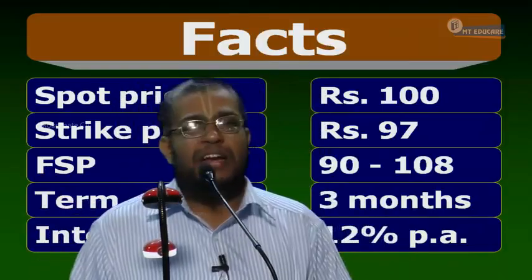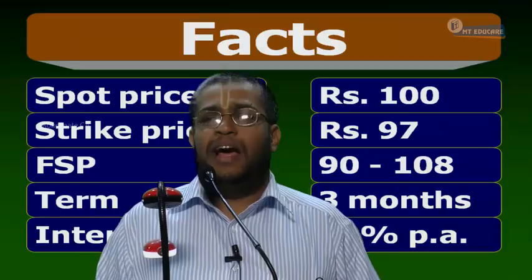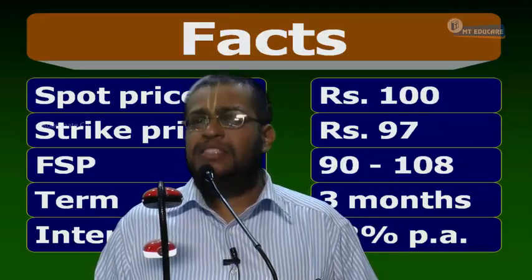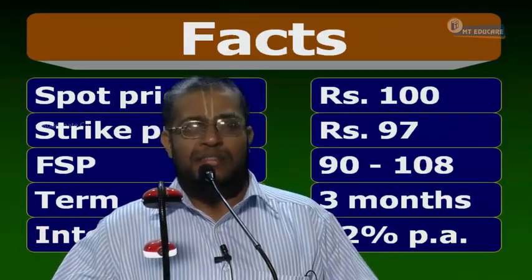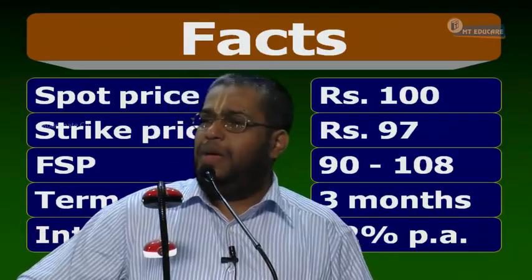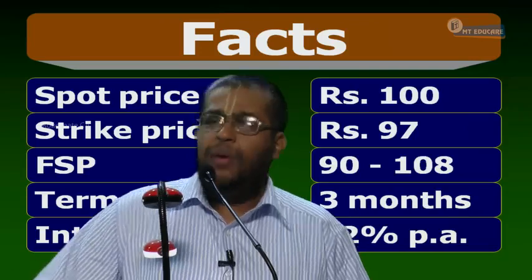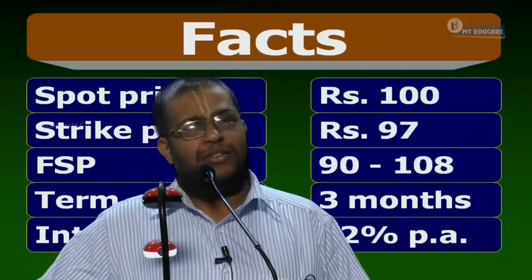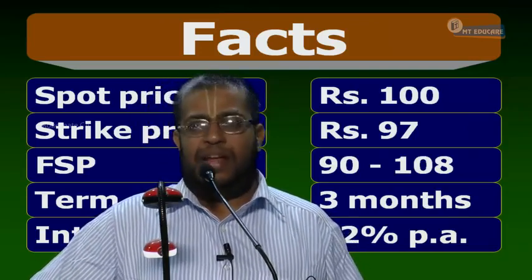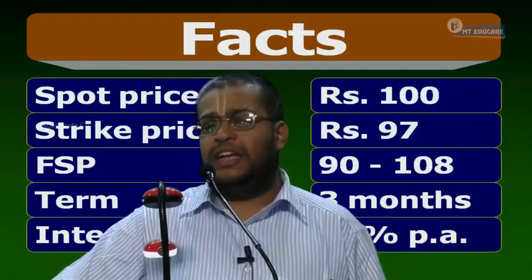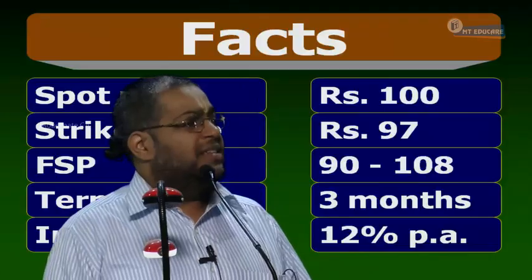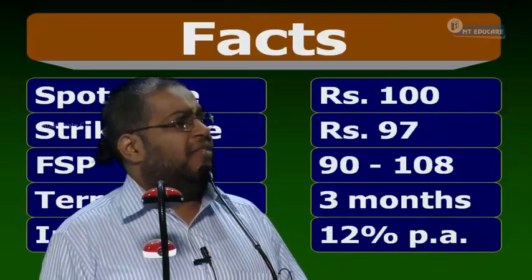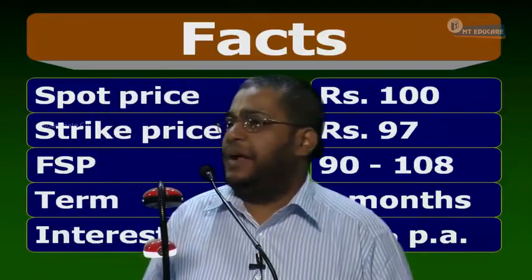What is the put call parity? VC plus present value of strike price is equal to VP plus VS. VC means value of the call today. VP means value of the put today. What is VS? Value of the share today. So all these three prices can be seen from the options and share market. Take those prices and put them into this equation. The equation should tally. If the equation doesn't tally, what happens?